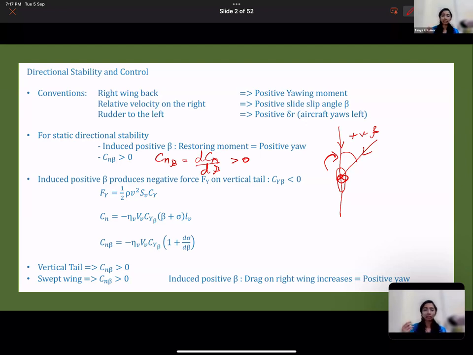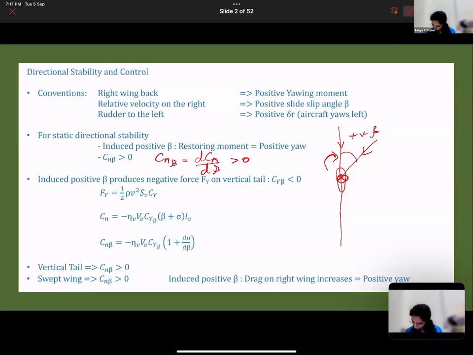So if your aircraft encounters a positive beta, if your aircraft is directionally stable, it will produce a positive yaw. It will yaw towards the right. Okay. Now we'll check out the forces that are produced when it's met with a positive beta. What are the forces that are developed?